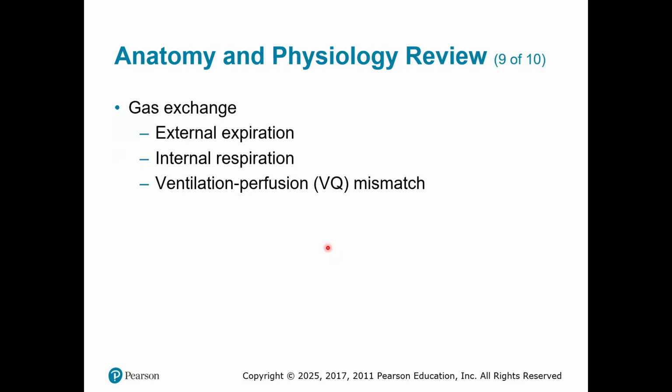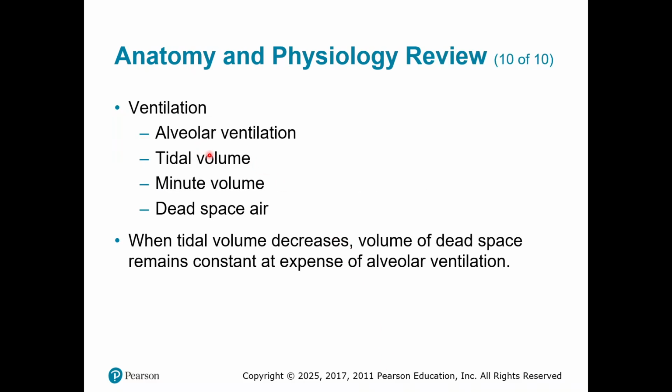So let's talk a little bit more about gas exchange. We have external respiration, internal respiration, and VQ mismatch. Ventilation, this is alveolar ventilation, included with tidal volume, minute volume, and dead space air. When tidal volume decreases, the volume of dead space remains constant at the expense of alveolar ventilation. It means you still have to take away 300 milliliters of dead space from whatever tidal volume you have. Dead space is going to be constant, so it doesn't take a lot of lost tidal volume to where you're having a problem maintaining someone's gas exchange.